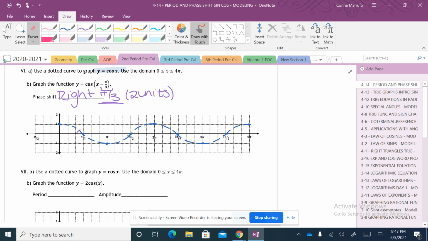And since we're moving to the right, I'm going to take every single point. So this is my point, I'm going to move it to the right 2. I take this point, I move it to the right 2. This point to the right 2, and each remaining point to the right 2. And I think that's it. So it starts here. And that's what it looks like when we move it to the right too.